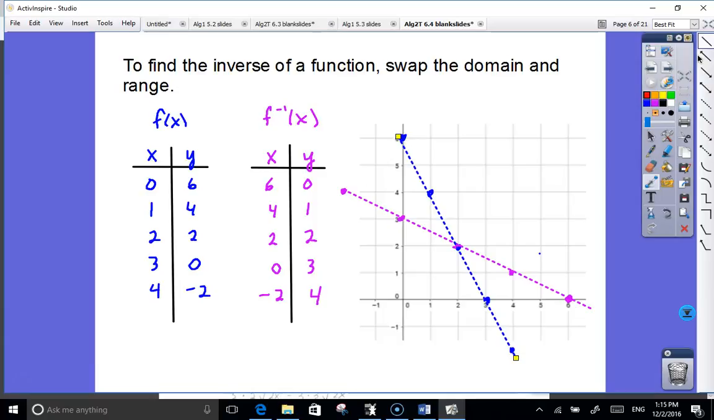So if that's the graph of the function and its inverse, they should look like they are reflections across the line y equals x. And y equals x is this line right there. Right? 1, 1, 2, 2, 3, 3. Okay, do they look like they're reflections across that line?